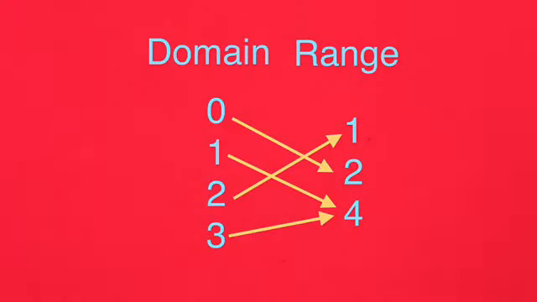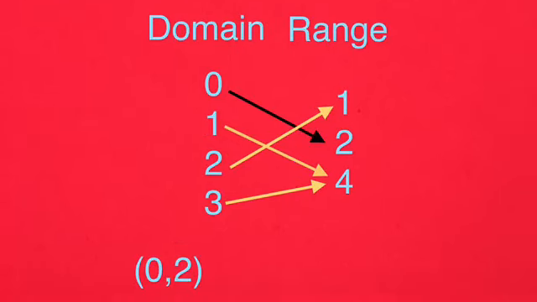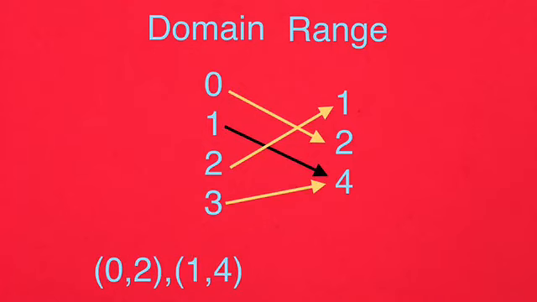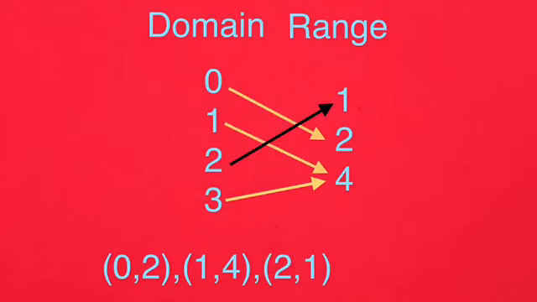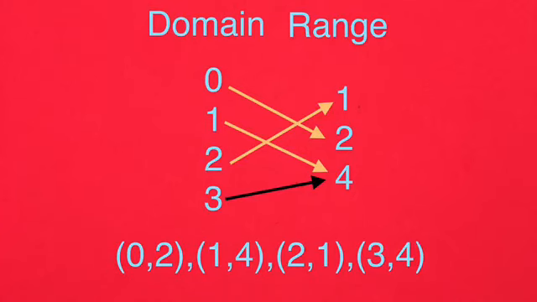Here is our next example using mapping. Let's identify the relation. There's a ray pointing from 0 to 2, so my first ordered pair is 0, 2. My next ordered pair is 1, 4. Then 2, 1. And last, 3, 4.